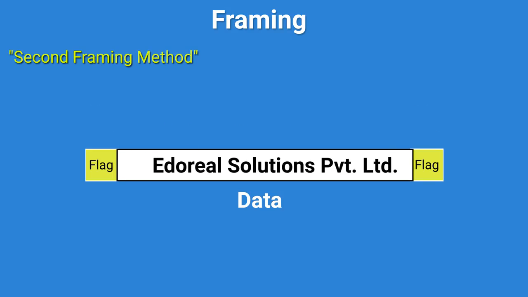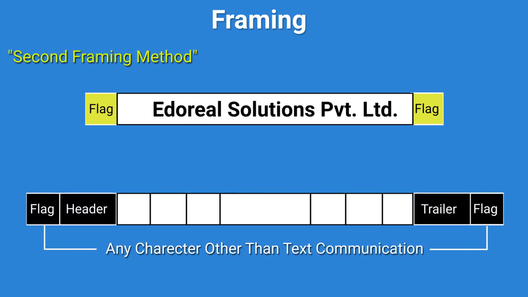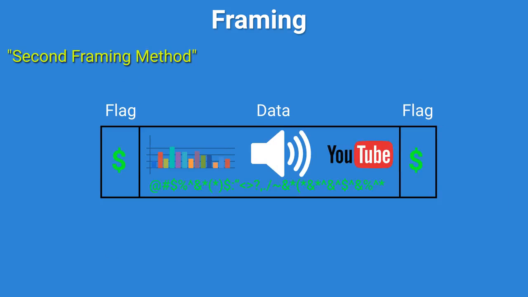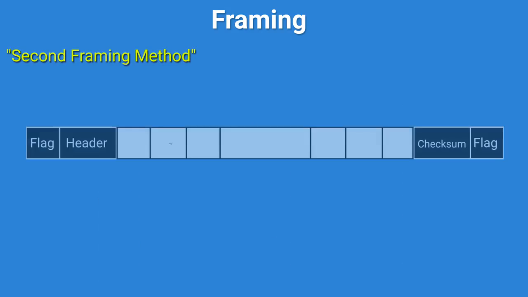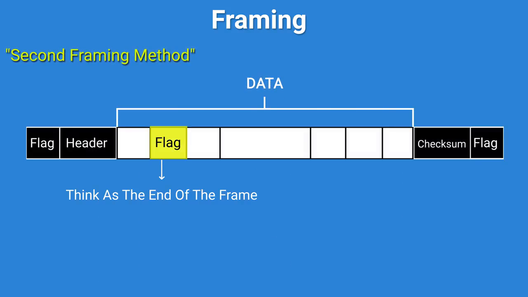This method was appropriate when only text data was exchanged by the data link layers. Here, the flag could be any character that is not used for text communication. Now, however, we also send other types of data, such as graphs, audio, and videos. Now the problem is, any pattern or character used for the flag could also be part of the data. If this happens, the receiver, when it comes across this pattern anywhere in the data, assumes it is the end of the frame. To solve this problem, a byte stuffing strategy was introduced.